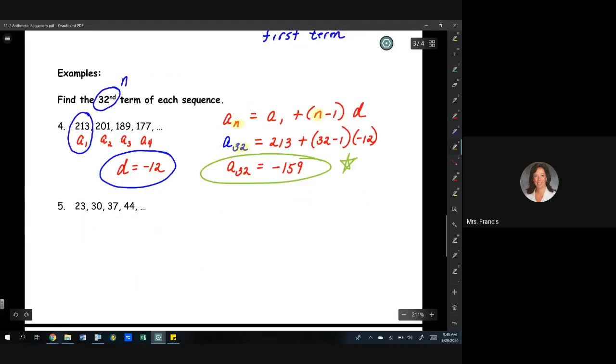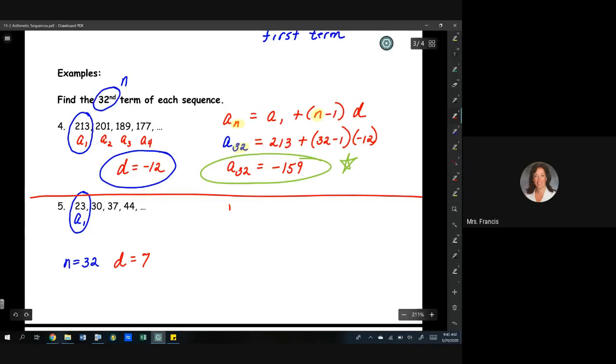All right, let's take a look at number 5. We already know that n is equal to 32 because they're asking us for the 32nd term. We know that a sub 1, the value of the first term, is 23. And then to find the common difference, we're going to do subtraction. So 30 minus 23 gives us 7, or 37 minus 30 gives us 7, or 44 minus 37 gives us 7. So D in this case is equal to 7.